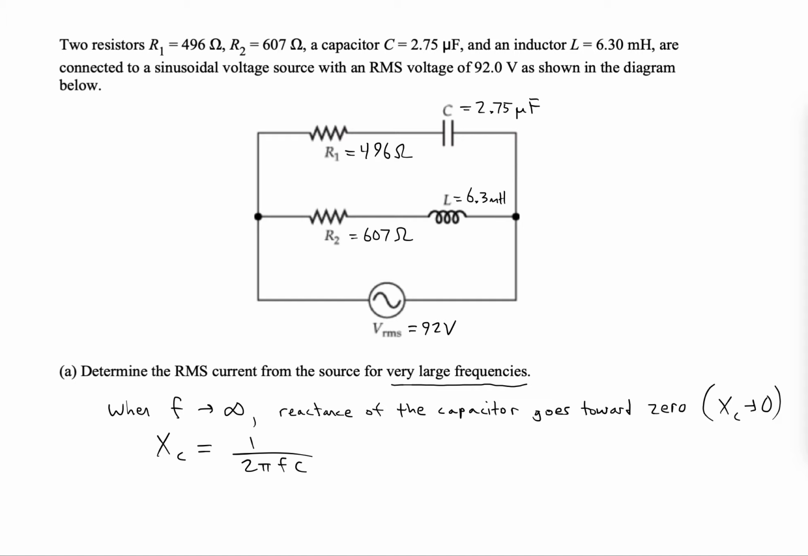So if that happens, that opens up that branch for current to flow. So current will flow here.